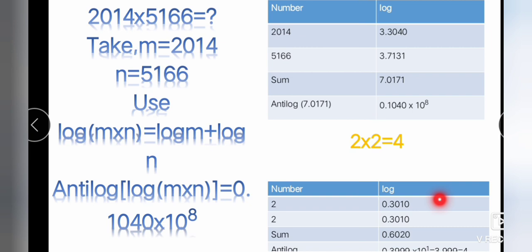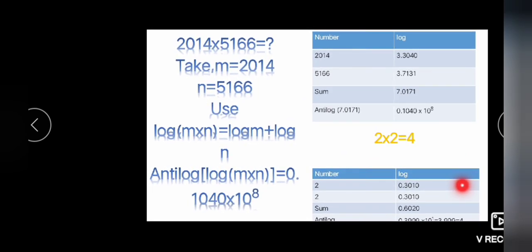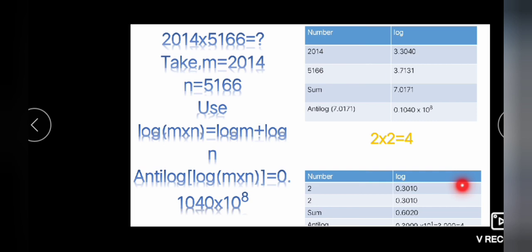Yes, this value. Add this to their sum. Multiplication will give the sum according to the log sum rule. So the value is 0.6020, and we need to see the antilog of this sum, the antilog of 0.6020.